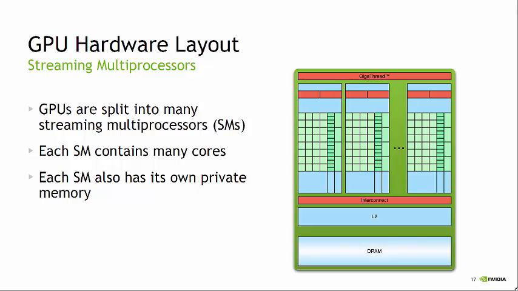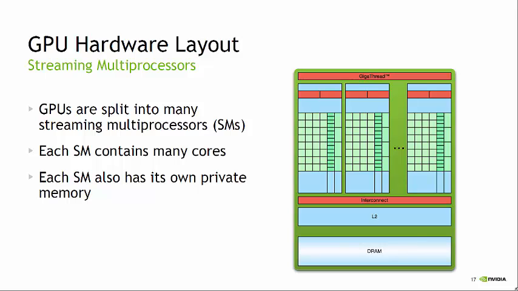Each SM, each streaming multiprocessor, also has its own private memory, so its own sort of scratchpad space, which allows cores within an SM to talk to each other. So you can communicate between threads operating on different cores within your SM. I'm not going to talk much about that private memory. It's going to be a topic of one of the extra information bits at the end.